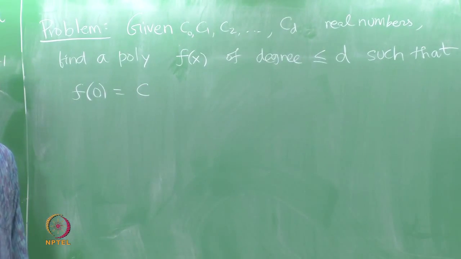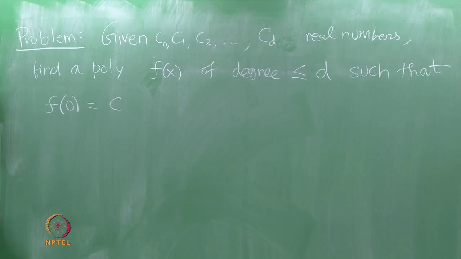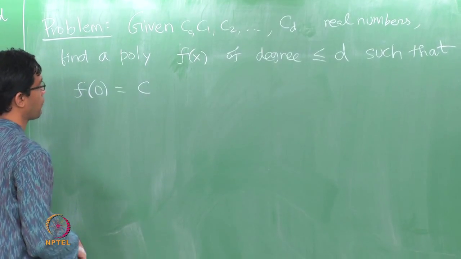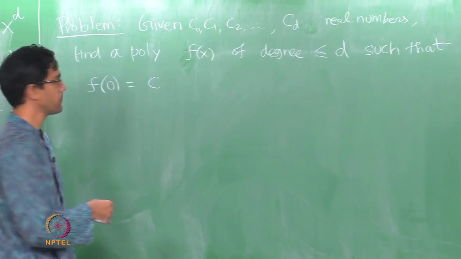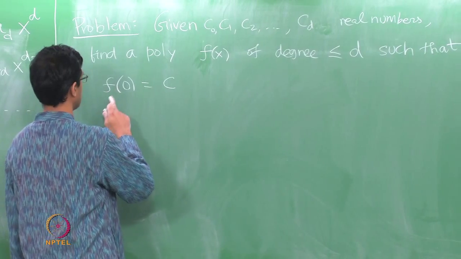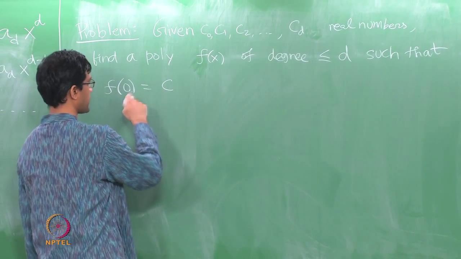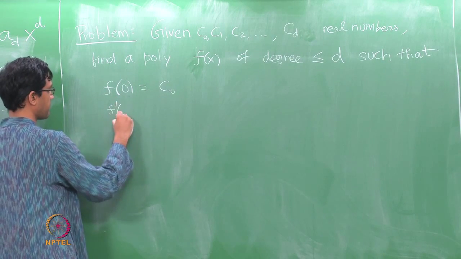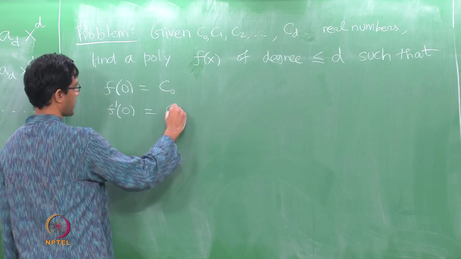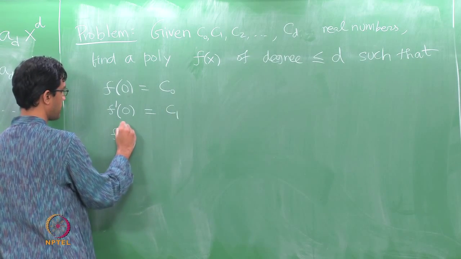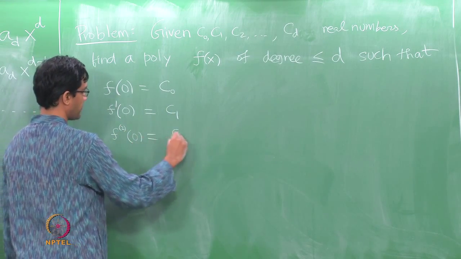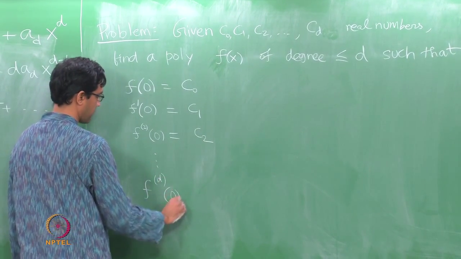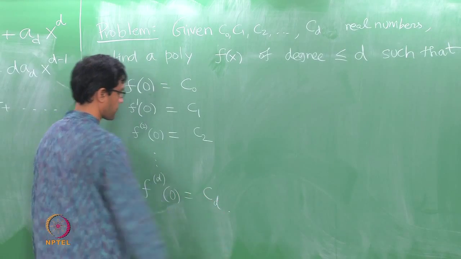Let's just call these d plus 1 real numbers C0, C1, C2, dot dot dot. I want the following conditions to be satisfied. I want my polynomial to have degree at most d, and f evaluated at 0, if I plug in x equal to 0, should give me the number C0. If I take the derivative of f and evaluate it at 0, I want to get the number C1. The second derivative evaluated at 0 should give me C2, and so on till the dth derivative evaluated at 0 should give me Cd.